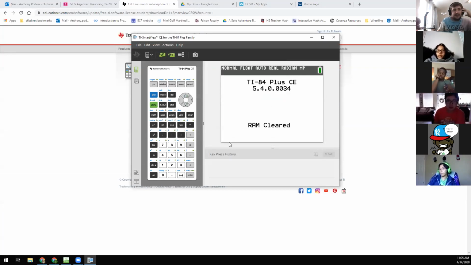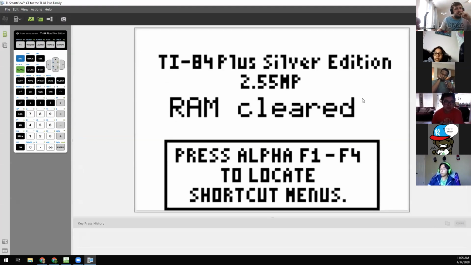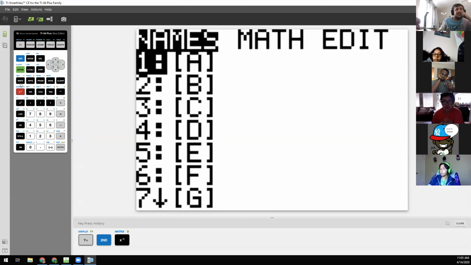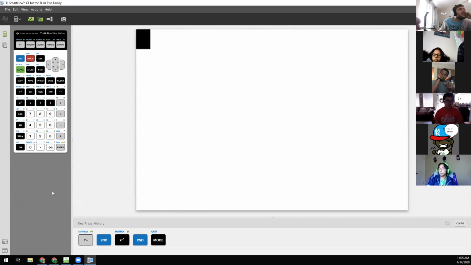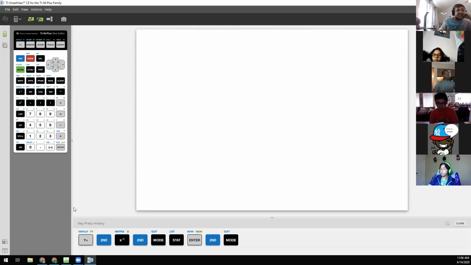So now I got the calculator. Of course, I want to click up here because this calculator doesn't look like the one that we use. I want to go just TI-84 Plus. Okay, that one looks a lot more like ours. It's just missing the screen, which is here. You can type it in the same way you normally do. You got Y equals. You got second matrix. You got stat edit. It's all there. Okay, second quit.